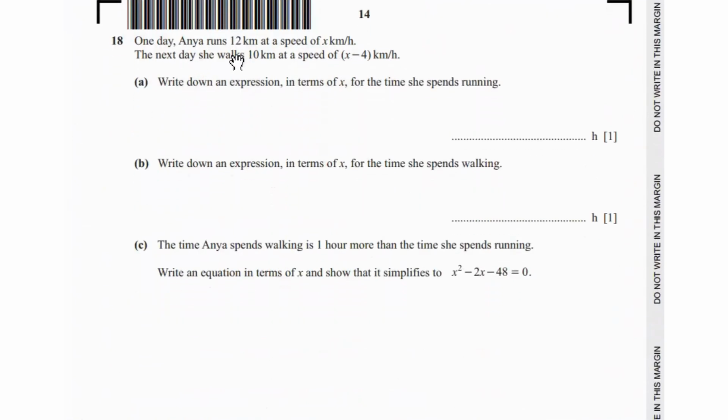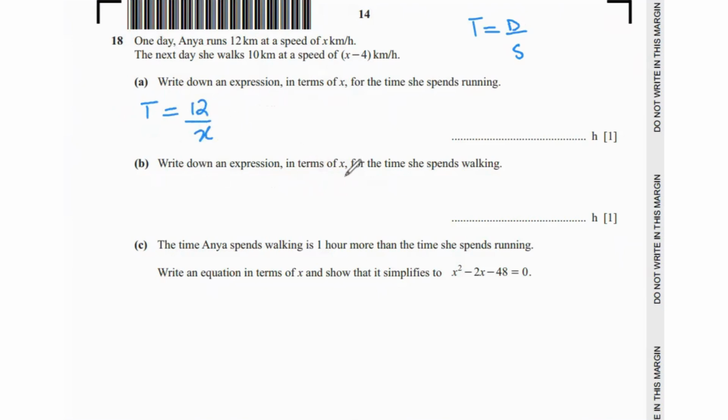Then one day, Anya runs 12 kilometers at a speed of x kilometers per hour. The next day, she walks 10 kilometers at a speed of x minus 4 kilometers per hour. Write down expression in terms of x for the time she spends running. Time is distance over speed. Since they want the time for when she's running, it's going to be 12 over x.